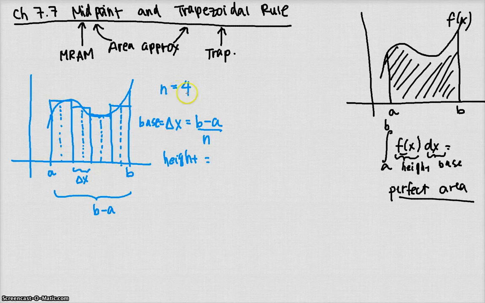Okay? And the more n's we have, of course, as we take n to infinity, that will become the perfect answer. But in this case, MRAM is on average the most accurate rectangular approximation. So now let's take a look. The height is going to be an f. It's going to be f of the midpoint, which is kind of the average, of whichever rectangle we're talking about, whether the first rectangle, the second, the third, the fourth, and so forth.